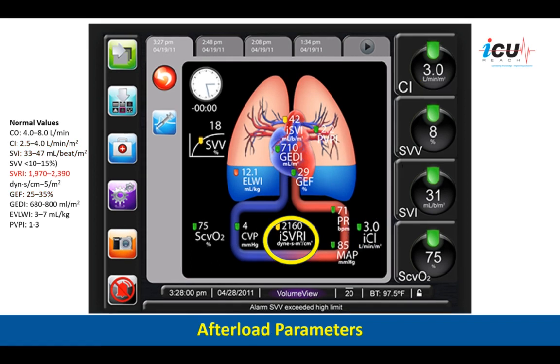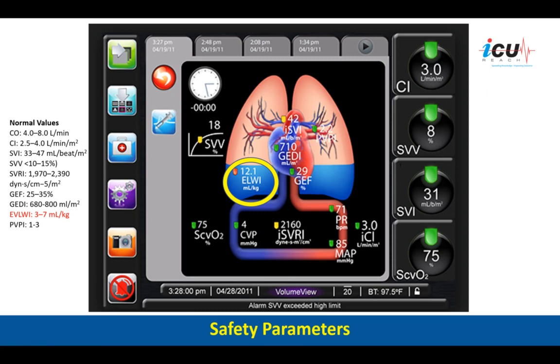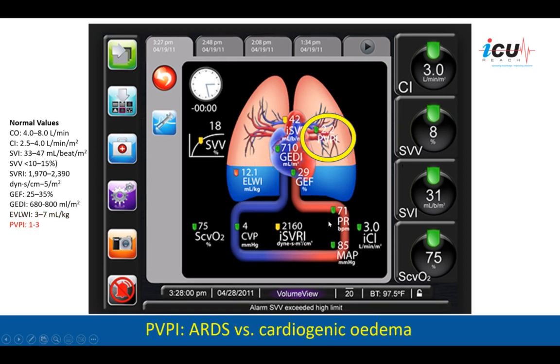Parameters for afterload would include only the systemic vascular resistance index, and the normal value is 1970 up to 2390. Then you can get the information about the extravascular lung water that we described. You can get the index. The normal value of this index is between 3 and 7. You like to have it below 10 all the time. And the last parameter you would get is the permeability index that will be able to differentiate whether your pulmonary edema is caused by ARDS versus cardiogenic edema.